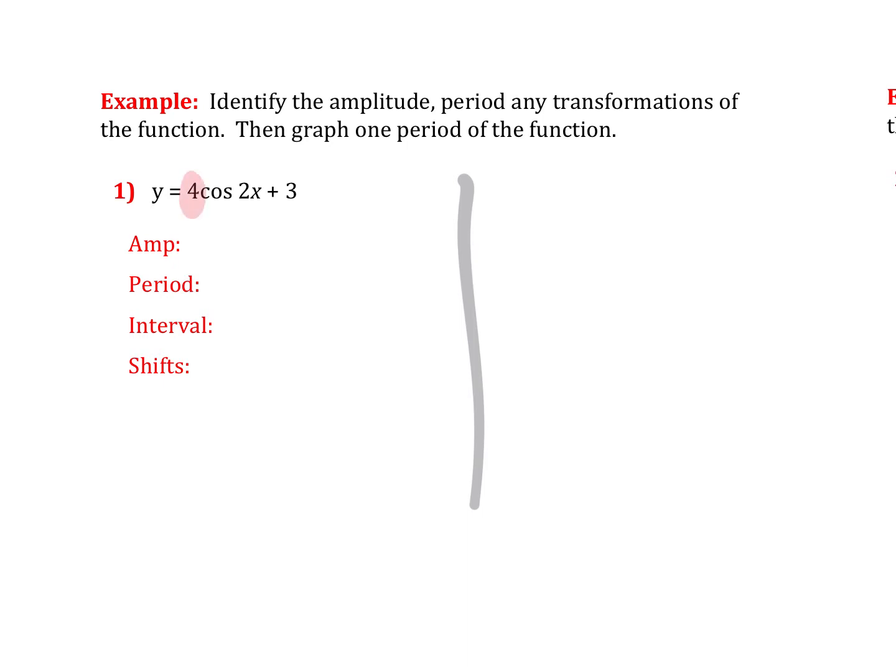All right, I've got amplitude is 4. The period is going to be 2 pi divided by 2, aka pi. My interval is going to be that period value, but divided by 4, because there's going to be 4 increments. So it's just pi over 4. And then shifts, we went up 3. Now, this shift is also going to tell me my midline is also at y equals 3.